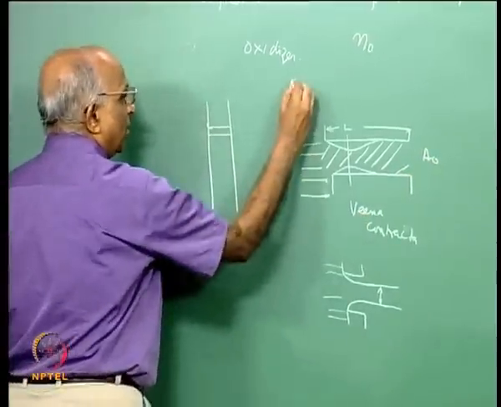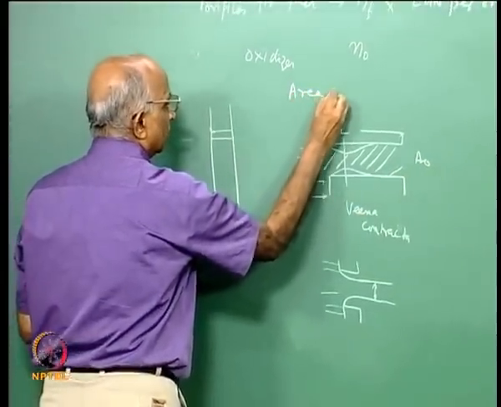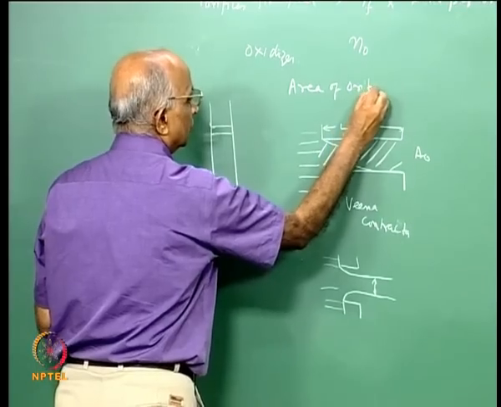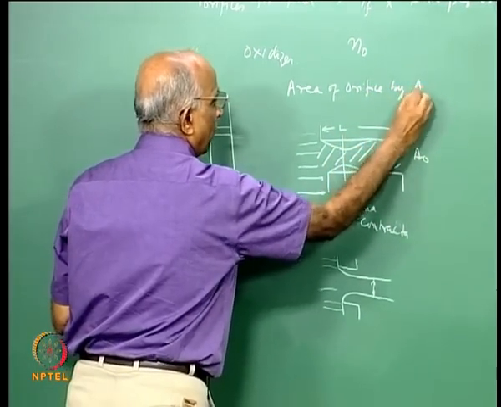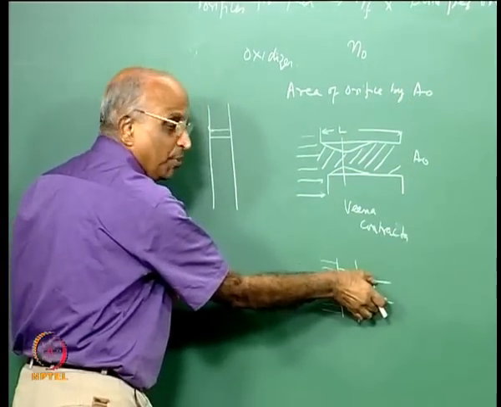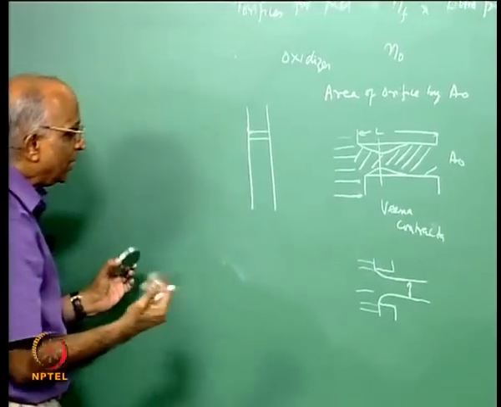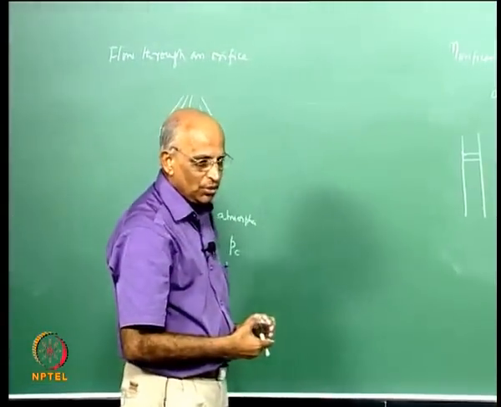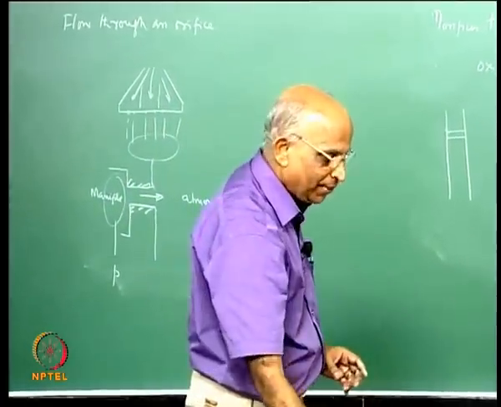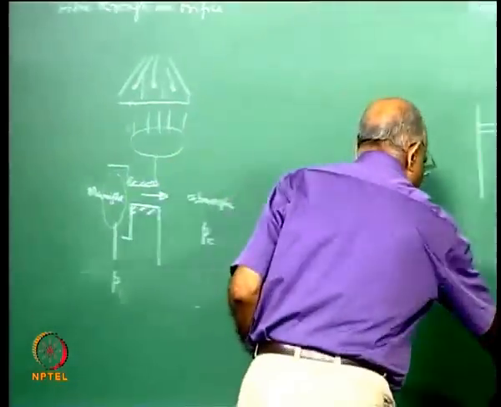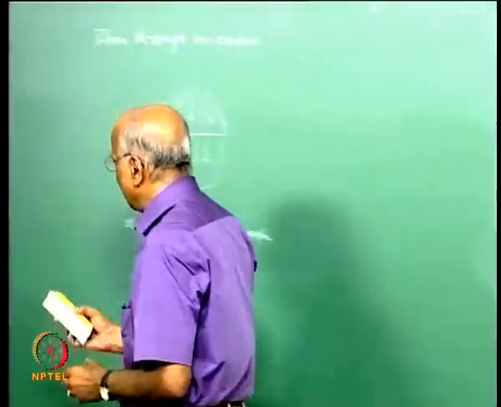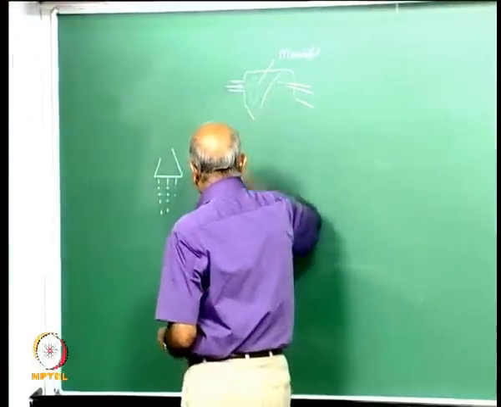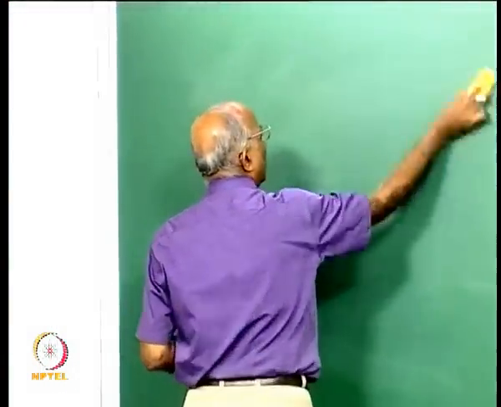If I denote the area of orifice by A0, the area of flow is going to be much lower. Now, how do I define these things? How can I write out the mass flow through the orifice? Let us try to derive a simple expression, which you all would have done in your fluid mechanics class, but let us just try to do it.